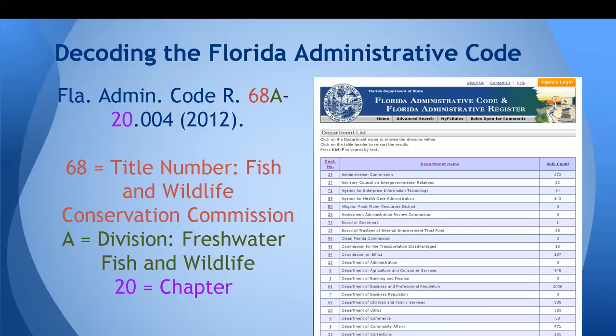The first number in the citation corresponds to a specific title in the code, which is called the department number, and it belongs to an individual agency. The agencies are listed alongside their department numbers on the Florida Administrative Code website. If there's a letter after the department, that indicates a subdivision of the agency. The rules are then split into a series of chapters, which are the numbers before the decimal, then the number for the rule after the decimal.